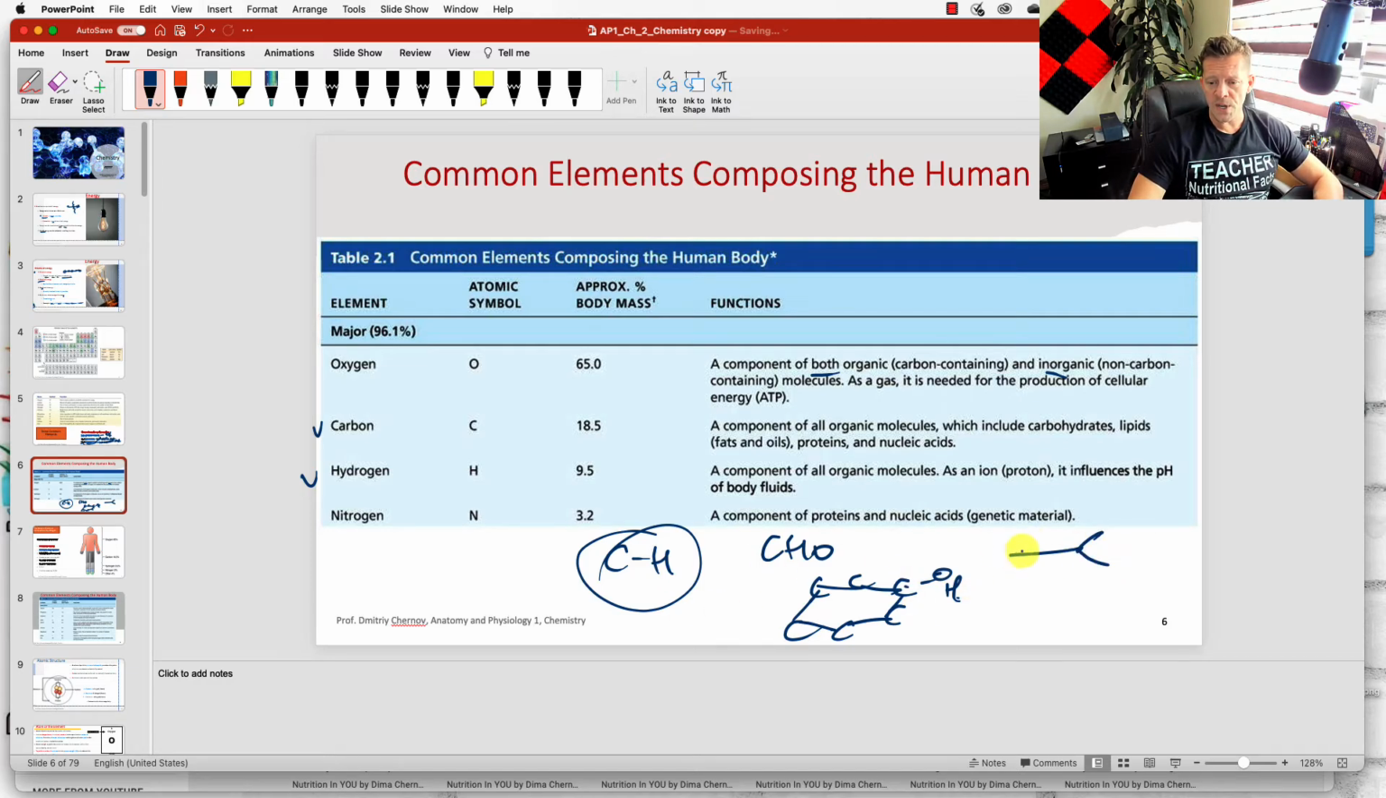If you look, let's say, at amino acids, let's say nitrogen here. They have this R group. They have carbon and hydrogens. So carbon and hydrogen, it's an organic matter. If you look at fatty acids, they have carbons and hydrogens, so it is also organic matter.